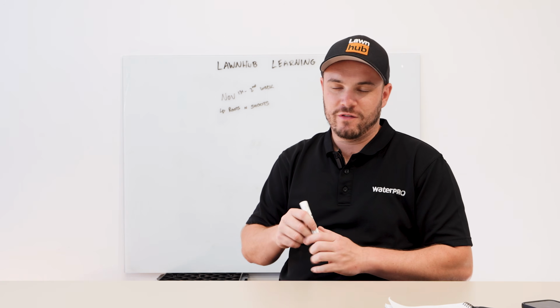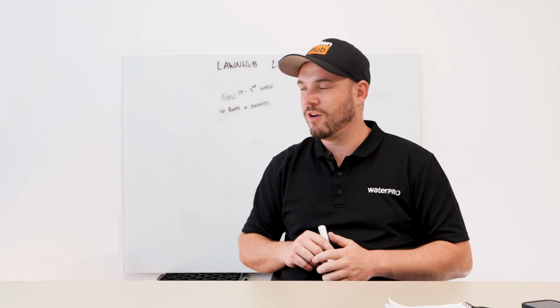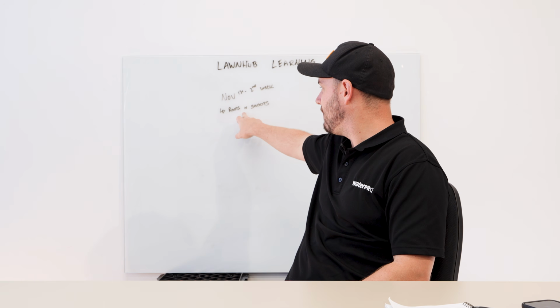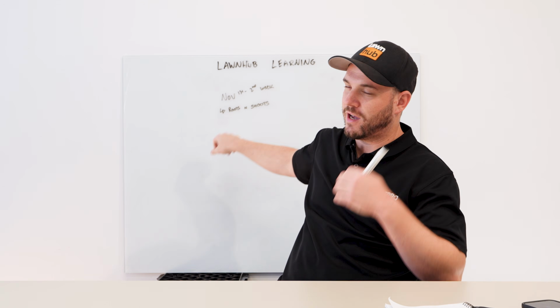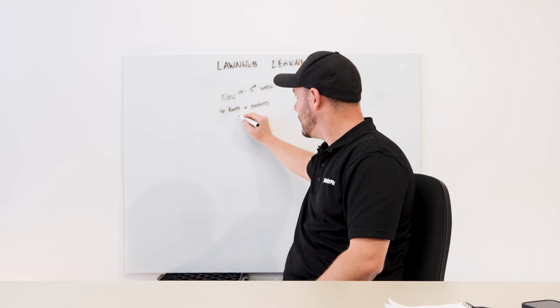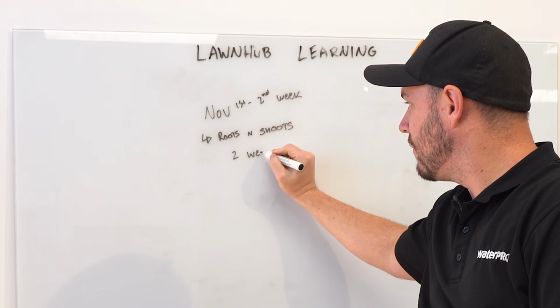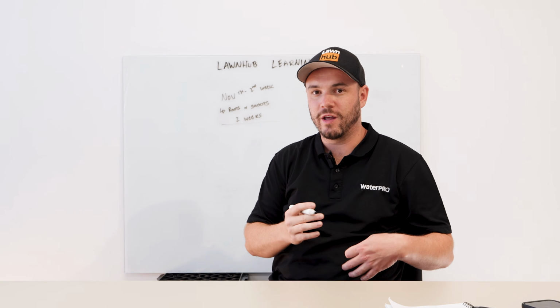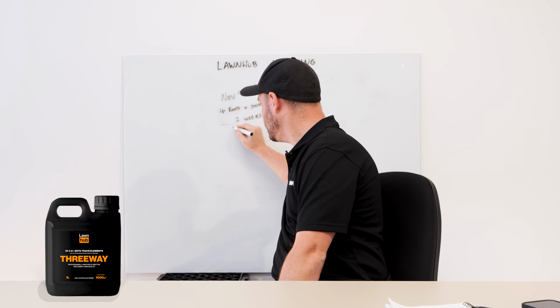Once we've done our first mow, it'll be in between this application, so from the Roots and Shoots application to our next liquid application, which will be, we'll put this in the middle, so 2 weeks has passed, and then we're going to look at doing a 3-Way application.